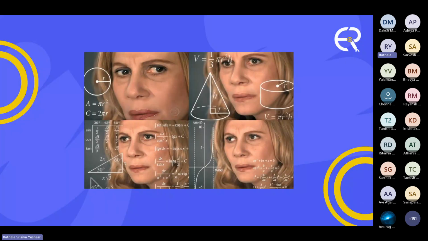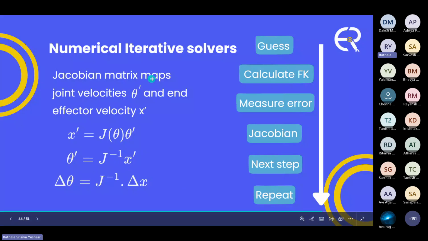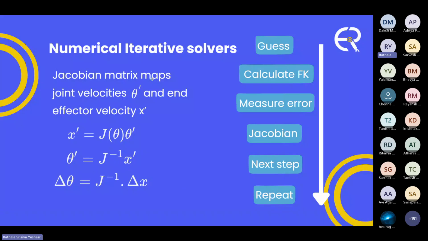Now that was so much geometry. There should be an easier way to do this. And obviously your solver doesn't use this method. It uses a numerically iterative method. And the key tool here is the Jacobian matrix. What this does is it maps joint velocities to end effector velocities. X dot is equal to J(theta) theta dot, where J(theta) is the Jacobian matrix.